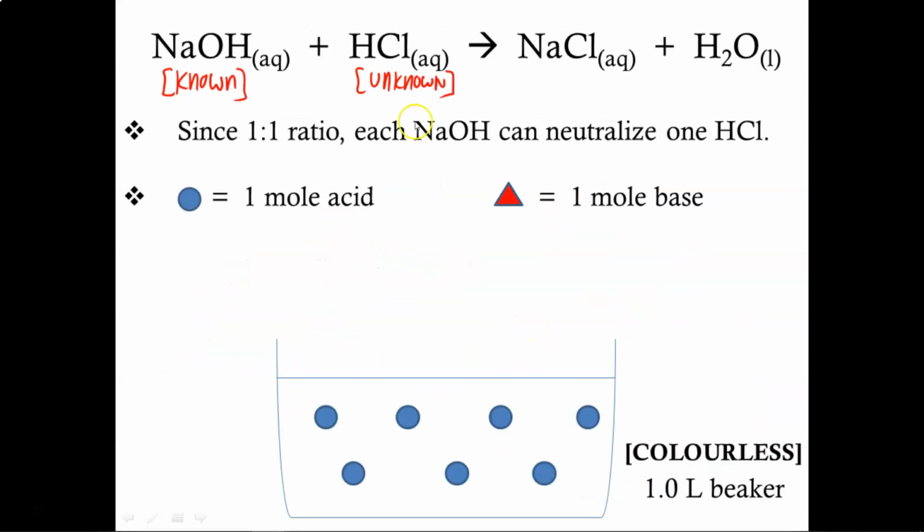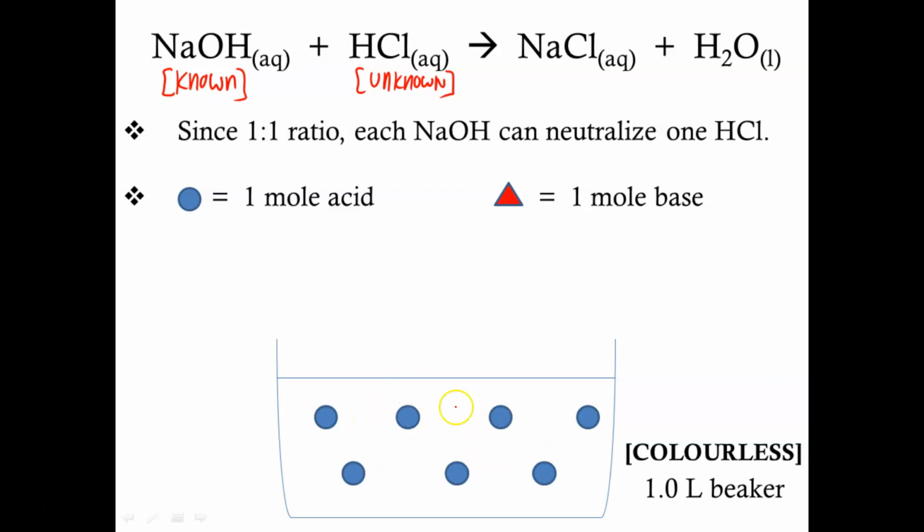So let's go over a sample titration. In grade 11 chemistry, you were asked to titrate an unknown HCl concentration using a known sodium hydroxide solution. The sodium hydroxide solution was known because you made it, so of course you knew what the concentration was, and we gave you an unknown HCl where you didn't know how many HCl molecules were floating around the solution. From the balanced equation, we know it's a 1-to-1 ratio, so 1 sodium hydroxide is able to neutralize 1 hydrochloric acid molecule.